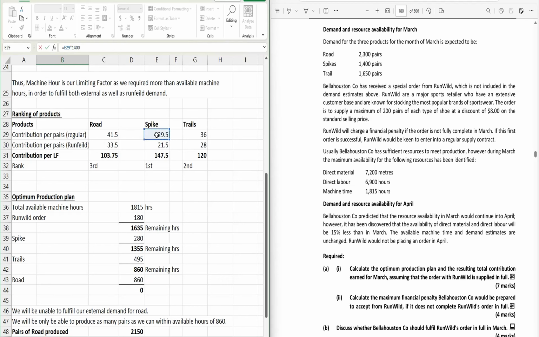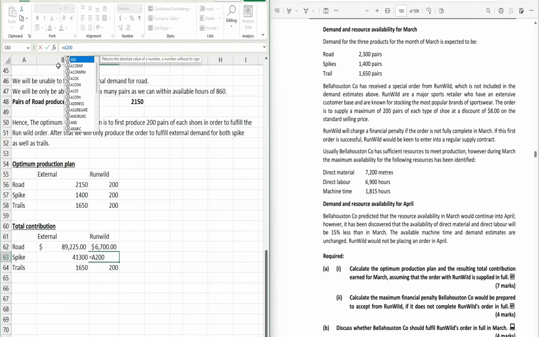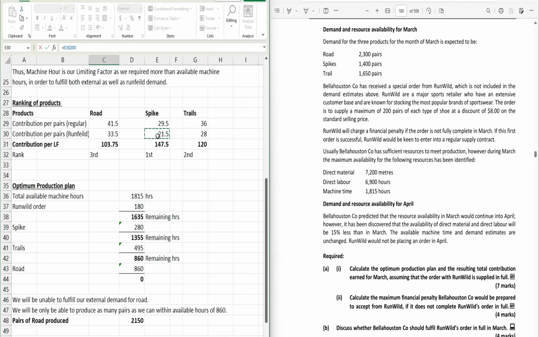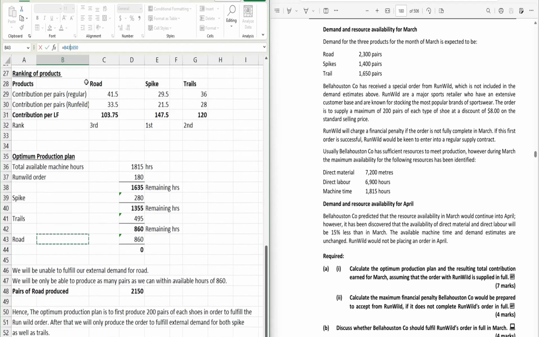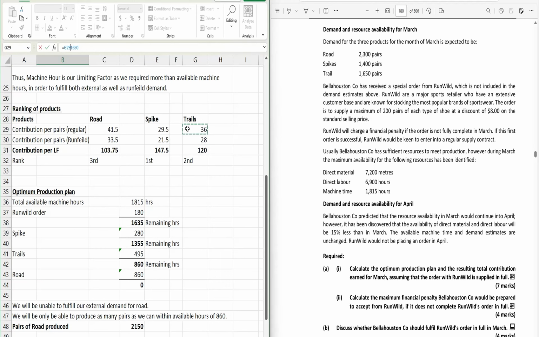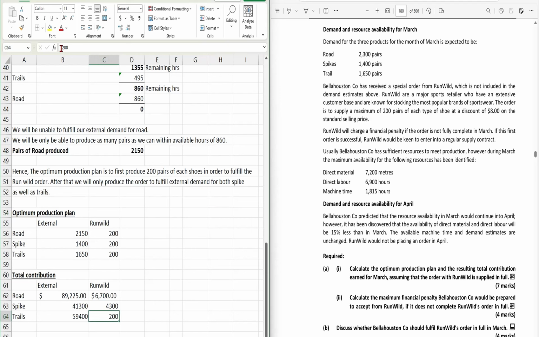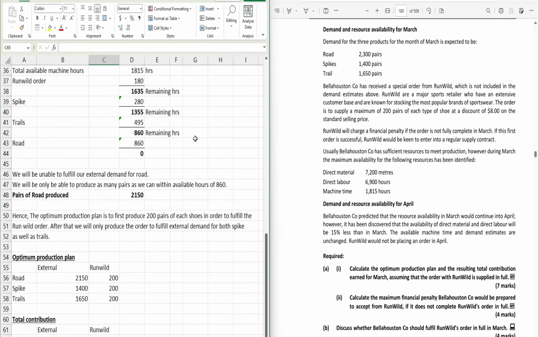29.5. And for the Run Wild it is 21.5. Okay, then we have trial as well. For trial we have 36. Then for the Run Wild 200. Different contributions are earned for both regular customers as well as for Run Wild, so that's why I'm calculating the different contributions.